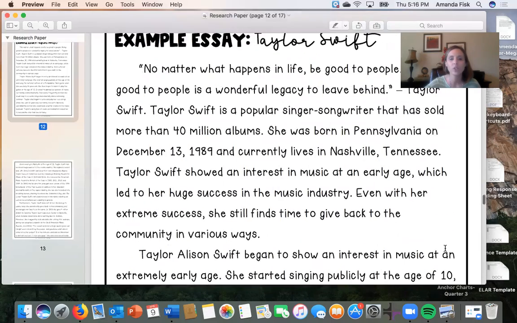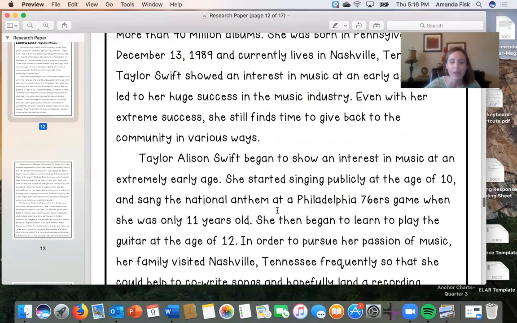One thing that I want you to really notice about this paragraph is this is the topic sentence, this first sentence right here that says, and it won't let me highlight for some reason.